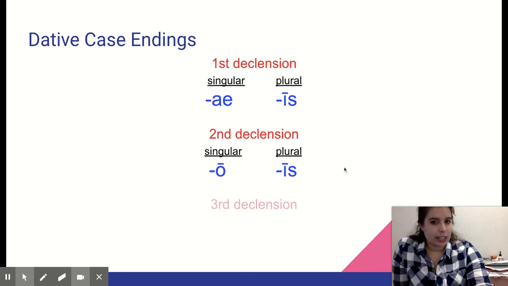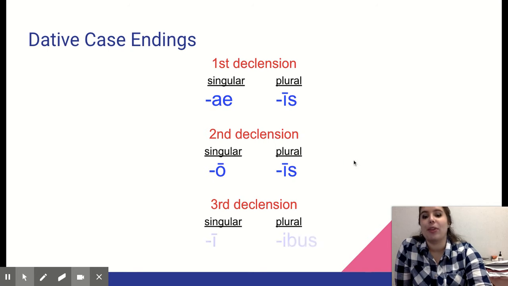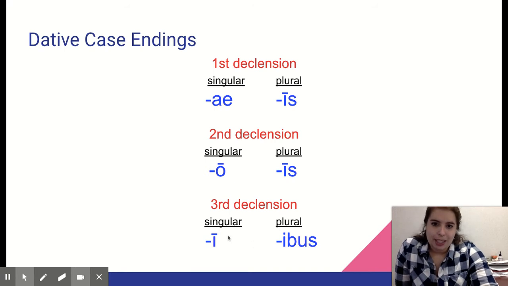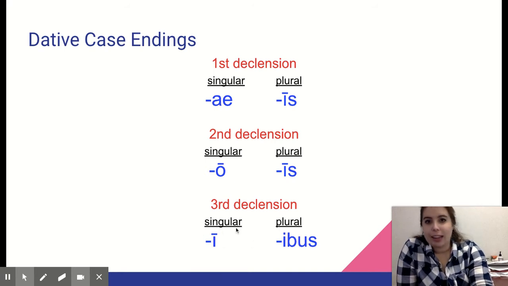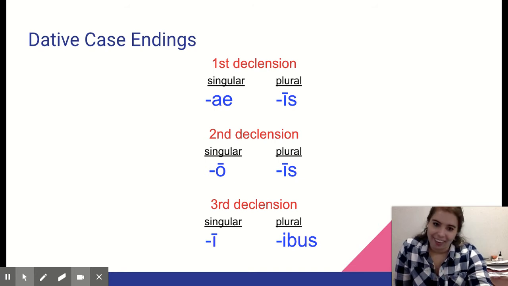And then third declension, our kind of wonky declension that has some weird things happening with it. In the singular, it's a long I, and the plural is ibus. And this long I ending is probably looking a little familiar as well, and again, we're going to talk about that on the next slide. So these are our new dative case endings. Make sure you write these down.